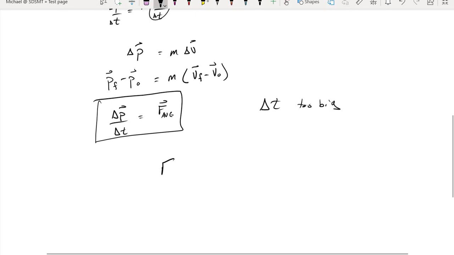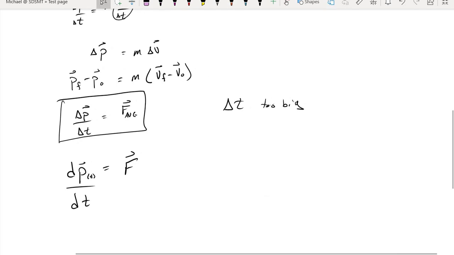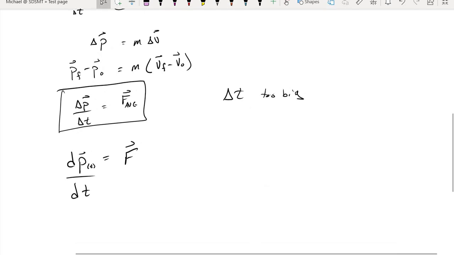If we expect to get an instantaneous force value, then we will need to have some function for the momentum that describes how it changes with respect to time. From there, we can apply the calculus, we can take a derivative, and we can get an instantaneous value for the force at any given time.